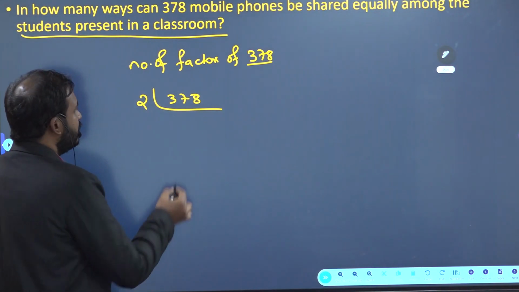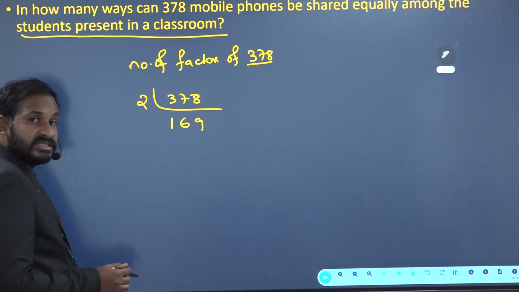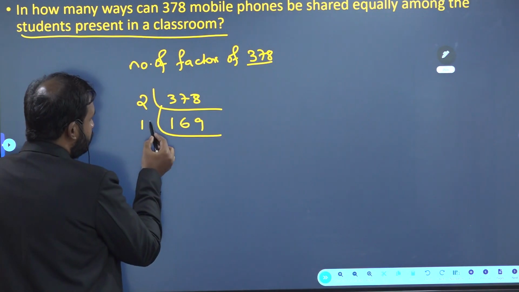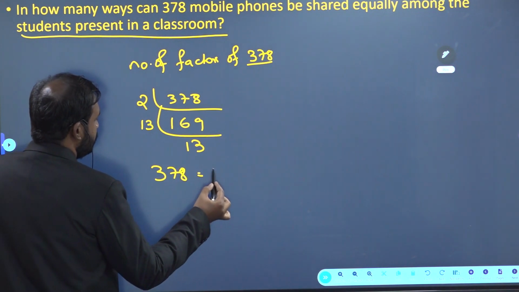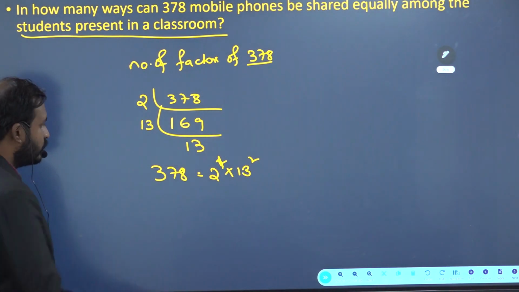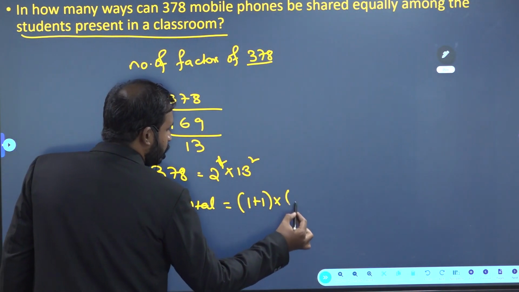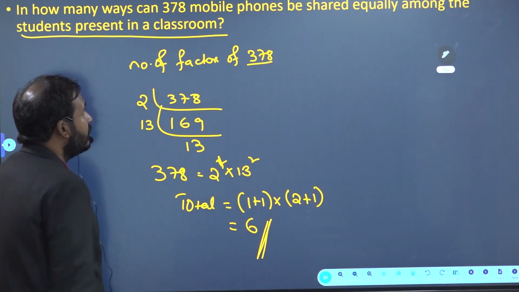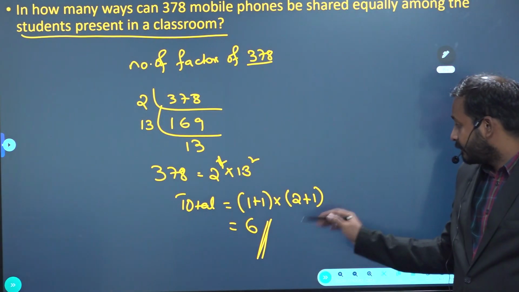378 divided by 2, what will you get here? 189. Right? 189. 3, 189. Next, 169 is square of what? 13. So what can I write here? 378 as 2 to the power of 1 into 13 square. So the total number of factors will become how many? Total factors will become 1 plus 1 into 2 plus 1. We add 1 to the powers and multiply them. So what happens here for us? 6. So the total number of factors for 378 are how many? 6. That means we can also divide them in 6 different ways.